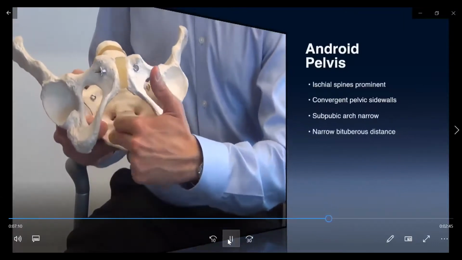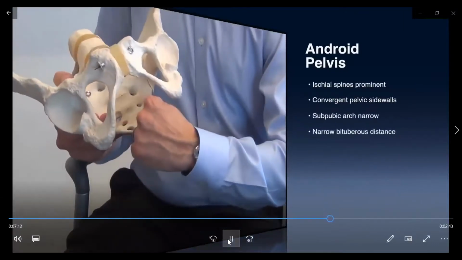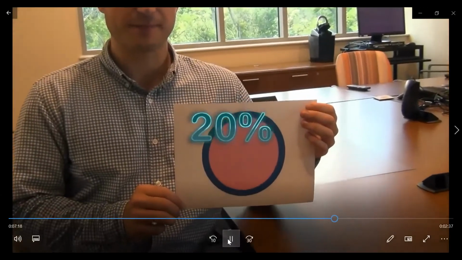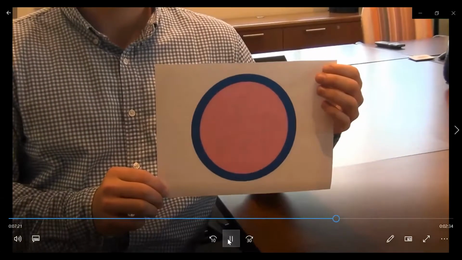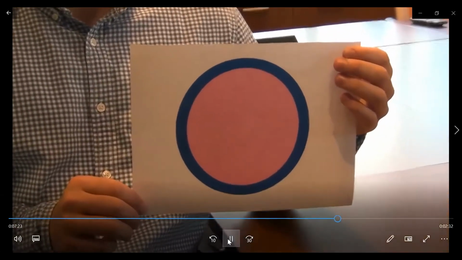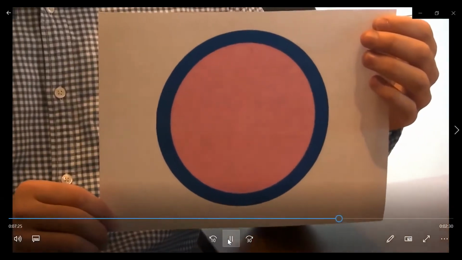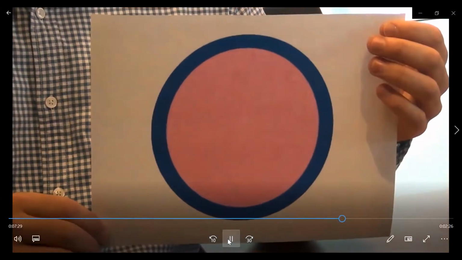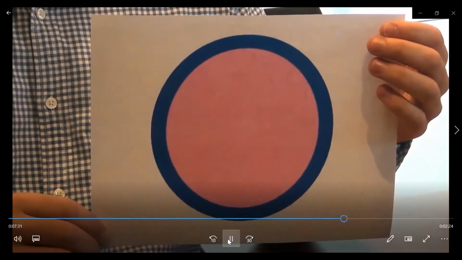The superior arch is narrow, as is the bituberous distance. The android pelvic type is found in approximately 20%. The anterior posterior diameter is much wider than the transverse diameter. The fetal head often only engages the pelvic inlet. The occipito-posterior position is visual and usually does not rotate.